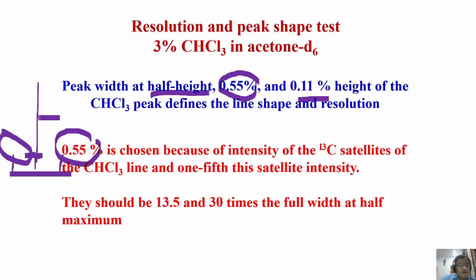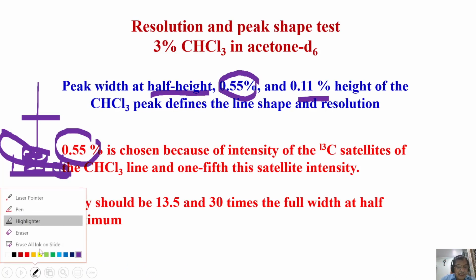Peak height is at the full width at half maxima. Measure the line width at the height of the carbon 13 satellites. And then again for increased intensity further, measure the line width at 0.11% of this height. Then what happens? There are certain specifications for that. If the specifications match the recommended line width, then your resolution is very good and your peak shape is also very good.